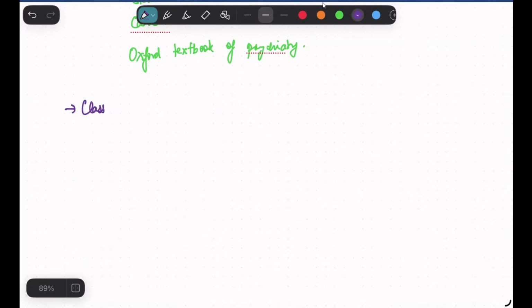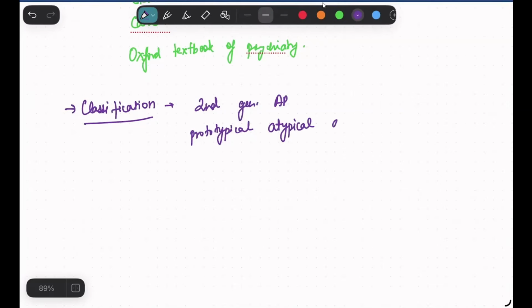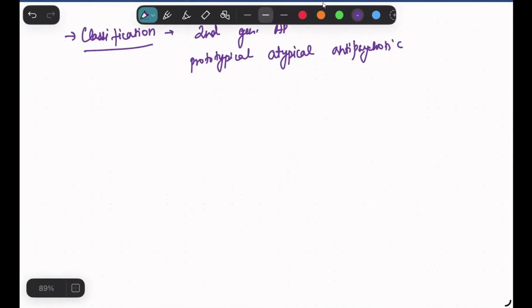So classification of clozapine: as we know, clozapine is a second generation antipsychotic, and it is a prototypical atypical antipsychotic. Okay, clear? Sometimes it also acts as a mood stabilizer. In treatment resistant bipolar disorder, we also give clozapine as a mood stabilizer. Okay, so this was the traditional classification.